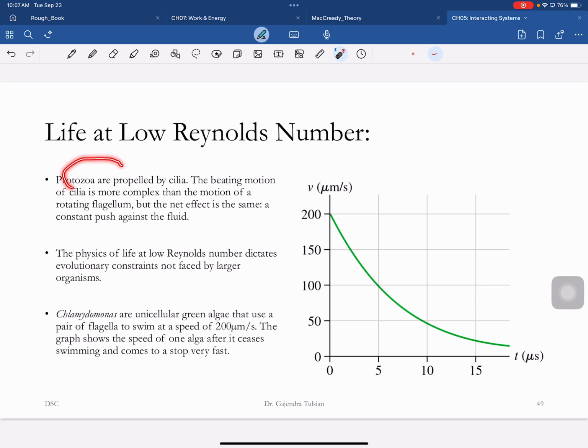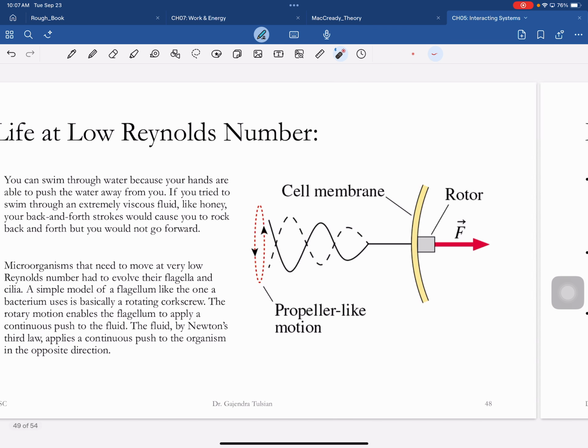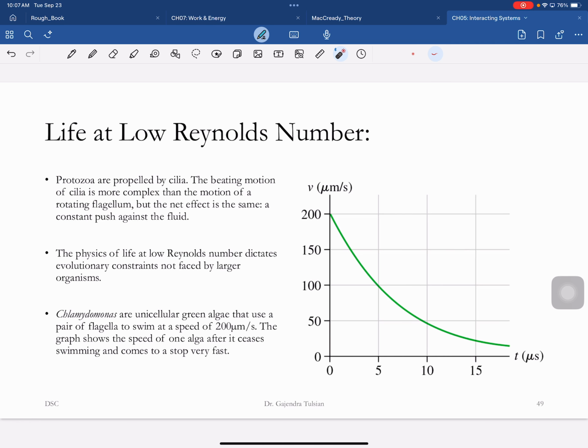So here the protozoa are propelled by cilia. The beating motion of cilia is more complex than the motion of the rotating flagellum, but the net effect is the same, a constant push in the fluid.